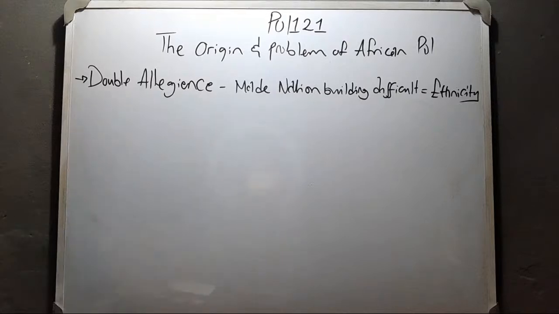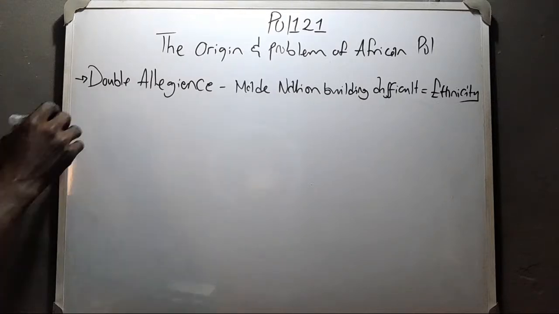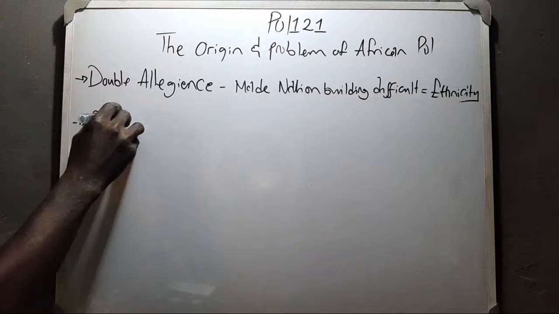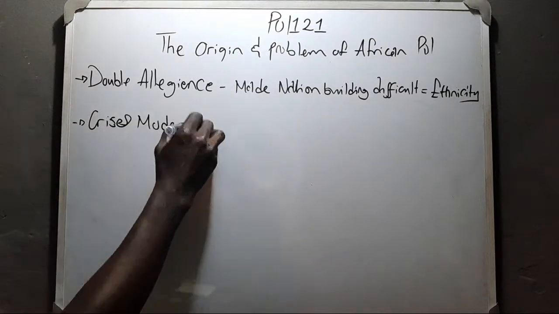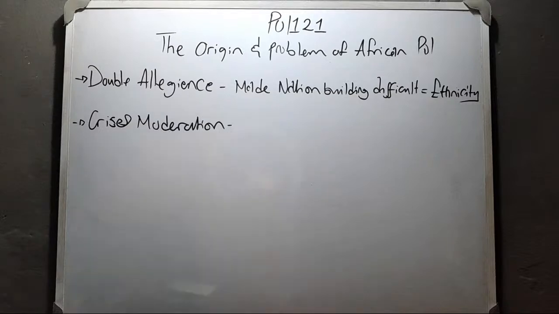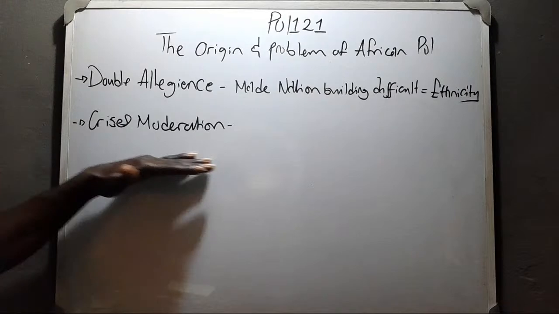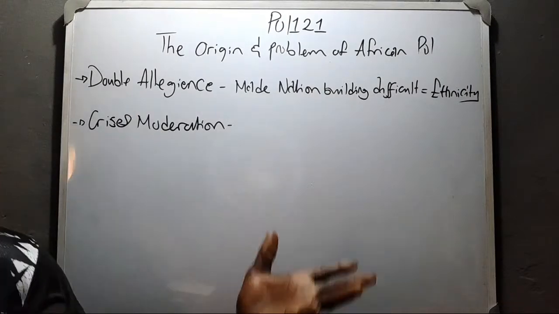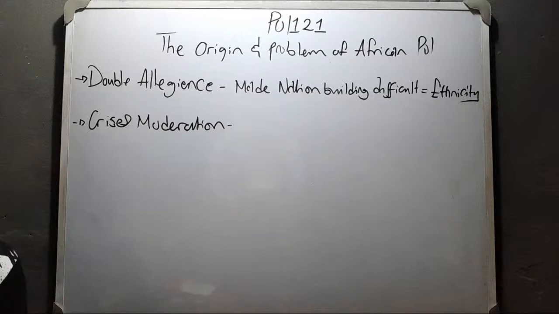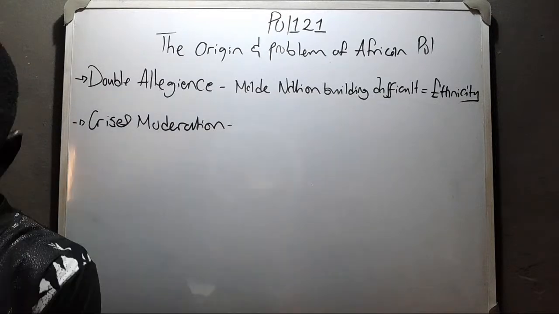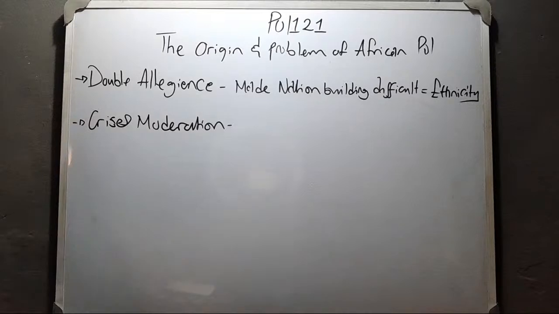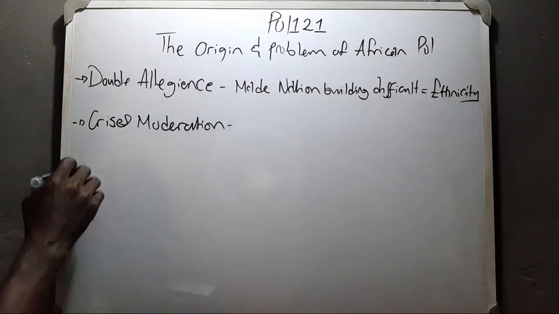So now, we also have crisis moderation. From the word crisis, conflicts, moderation, when you reduce crisis, when you reduce conflicts. But let's look at what the material said. The material says that Darwin's placed Africans at the bottom of the evolutionary ladder. Evolutionary ladder, according to who?